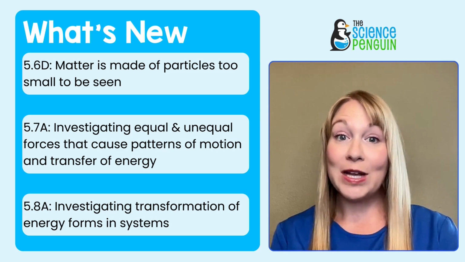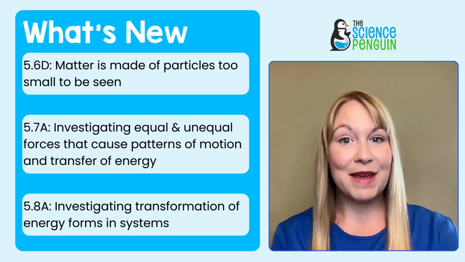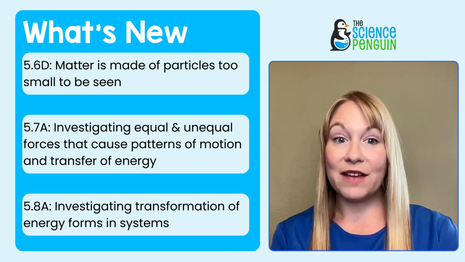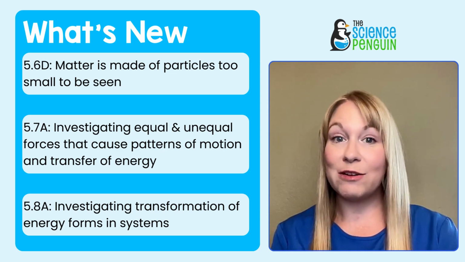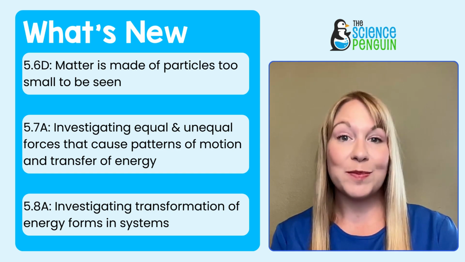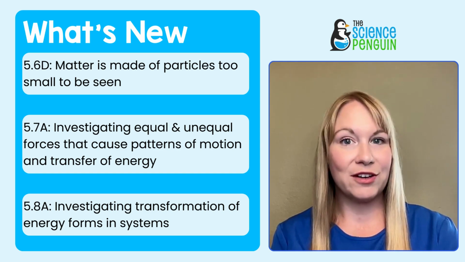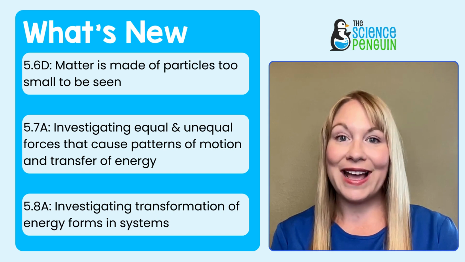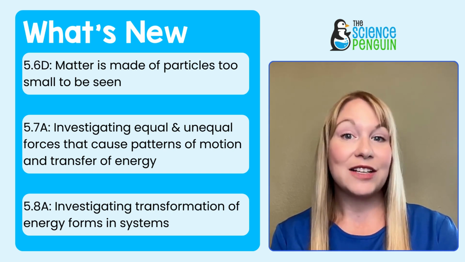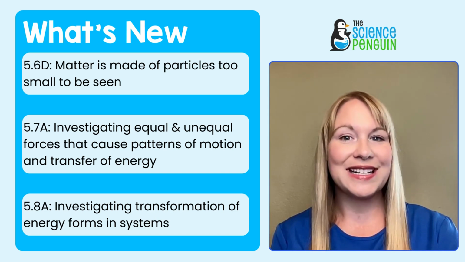Next, here's what's now included in the 5th grade TEKS as brand new topics. The new 5.6D explains that matter is made of particles too small to be seen. The new 5.7A has students investigating equal and unequal forces that cause patterns of motion and a transfer of energy. And the new 5.8A has students investigating the transformation of energy forms in systems.